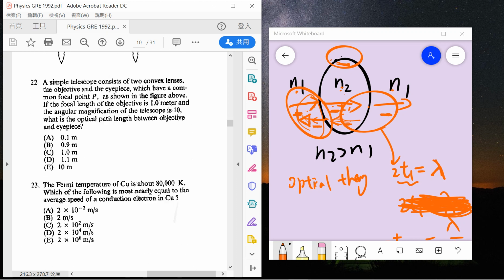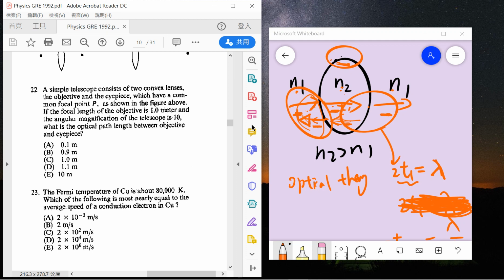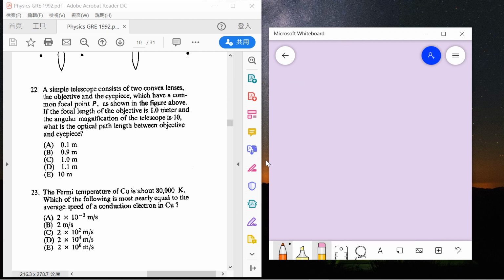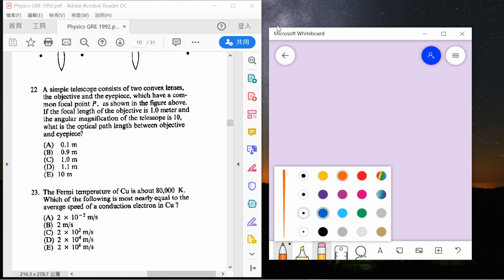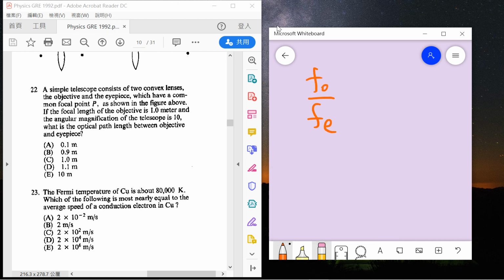Okay, so 22 says a simple telescope consists of a convex lens. This is a standard subject GRE question. All you need to know is that the magnification equals the focal length of the objective over the focal length of the eyepiece.